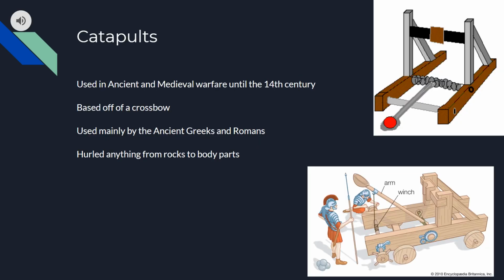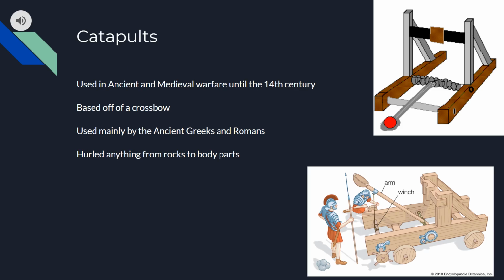So what are catapults? Catapults were devices used in ancient medieval warfare until the 14th century. They were centered around launching a projectile into a fort or whatever sort of target it was needed to launch at. It was based off of a crossbow because crossbows were also loaded up and then launched.